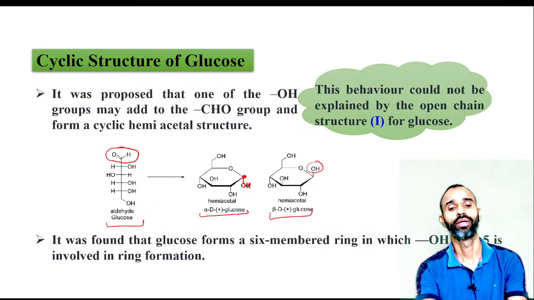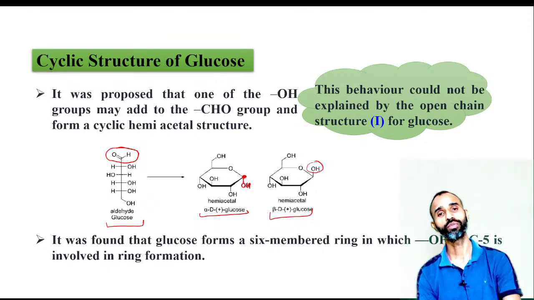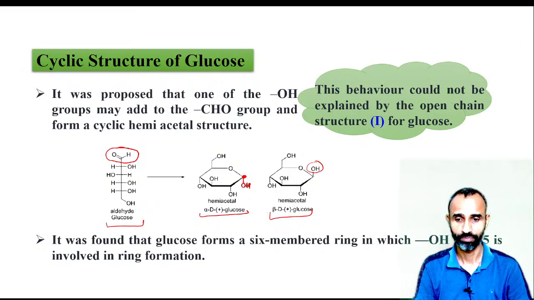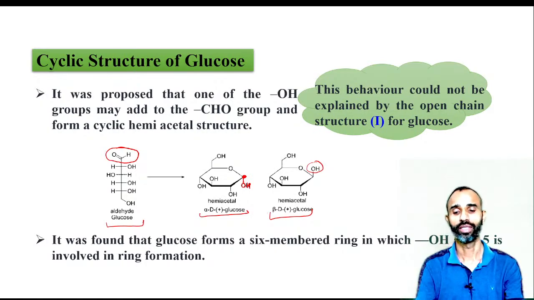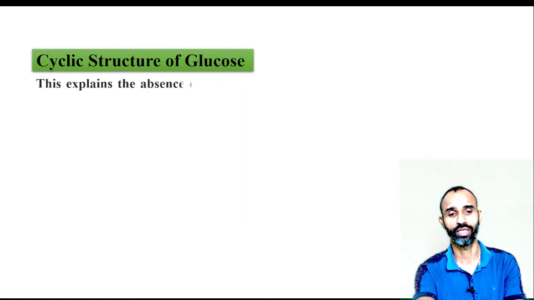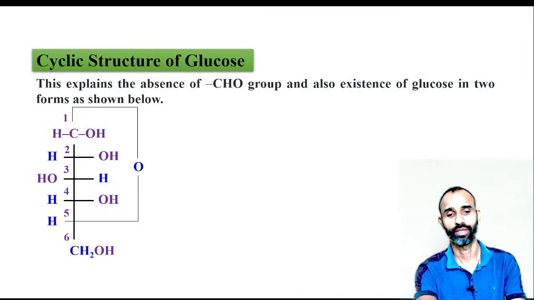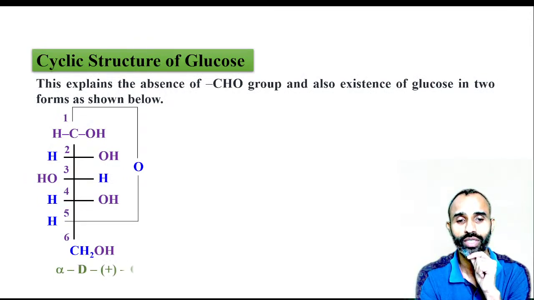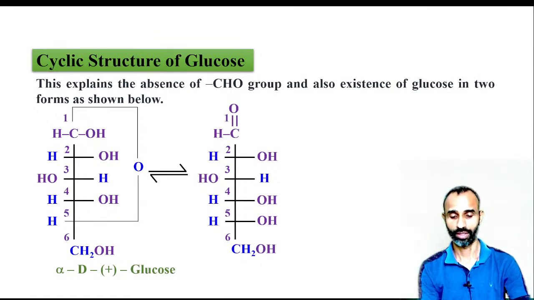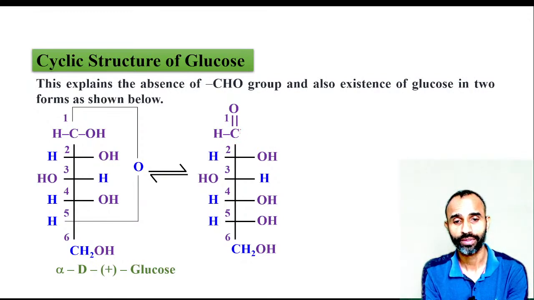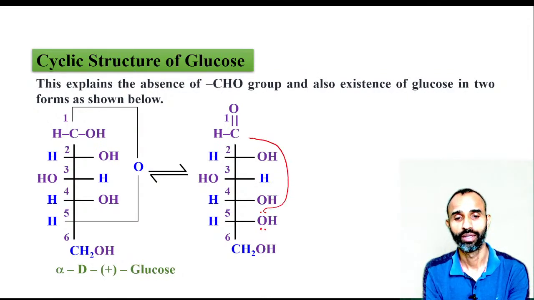This way, glucose forms 6 membered rings in which the OH at the C5 carbon is involved in ring formation. Let us see. This one is the structure. See the first carbon and the fifth carbon. The fifth carbon gets attached to the first carbon.